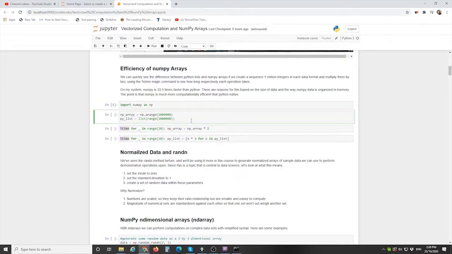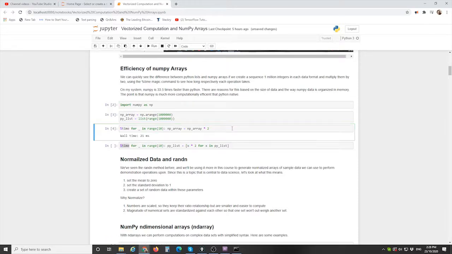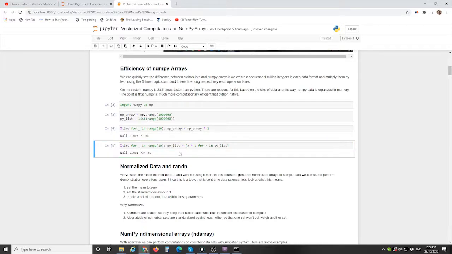Now let's create our two arrays. Now let's test the NumPy array and see how fast that runs. 21 milliseconds. And then let's see how long it takes to run the same operation in Python. 434 milliseconds. So we're doing the exact same operation with the same data. As you can see, NumPy operates on it much faster.